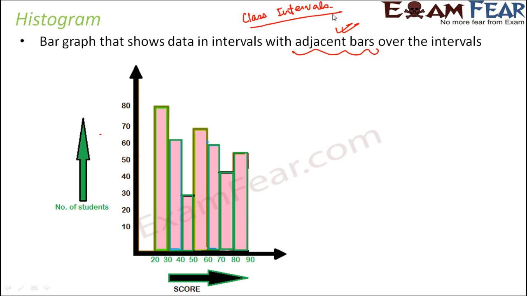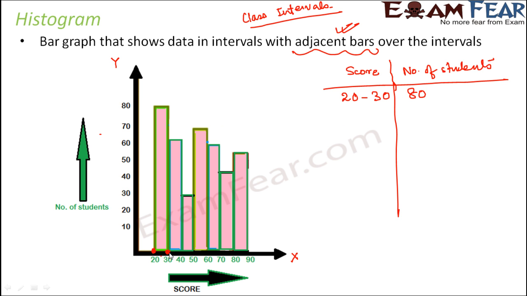Now looking at this graph, what do we understand? We understand that the score of the students is taken along the x-axis and the number of students getting that score is taken along the y-axis. Now what is 80? 80 is the number of students who scored between 20 to 30, because this point represents 20 and this point represents 30. So the students who scored between 20 to 30 is 80. This represents number of students and this represents the score.